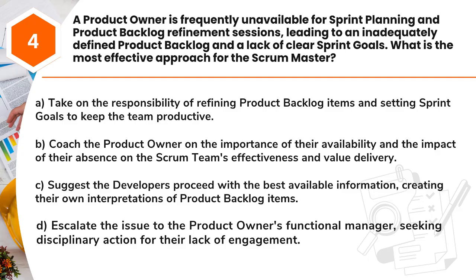A. Take on the responsibility of refining product backlog items and setting sprint goals to keep the team productive. B. Coach the product owner on the importance of their availability and the impact of their absence on the Scrum team's effectiveness and value delivery. C. Suggest the developers proceed with the best available information, creating their own interpretations of product backlog items. D. Escalate the issue to the product owner's functional manager, seeking disciplinary action for their lack of engagement.